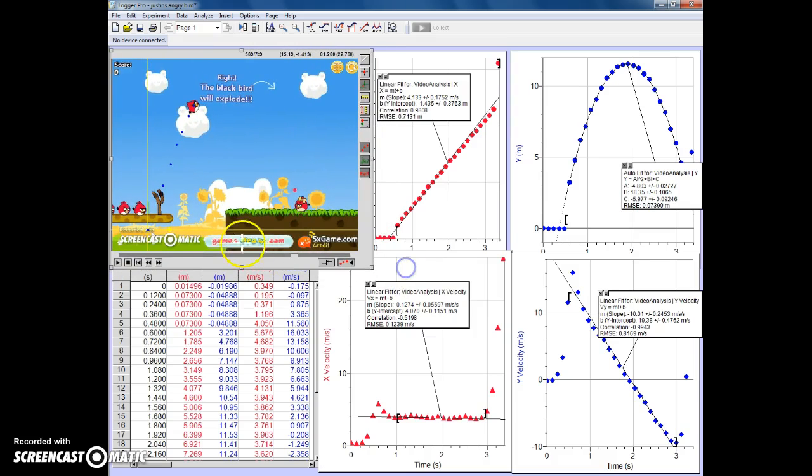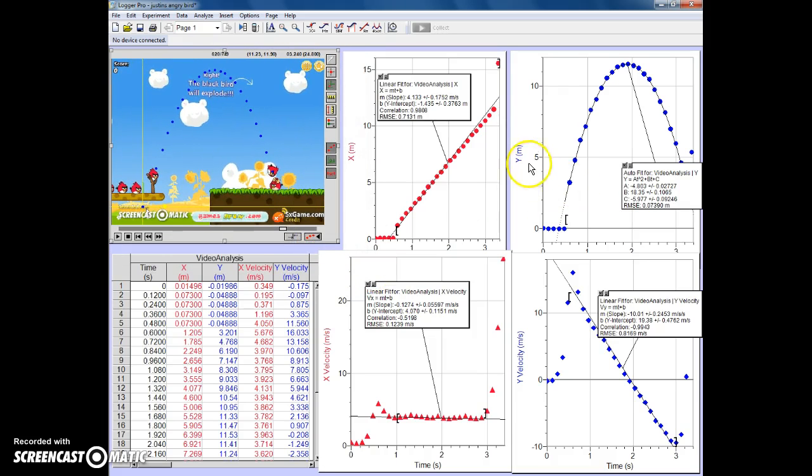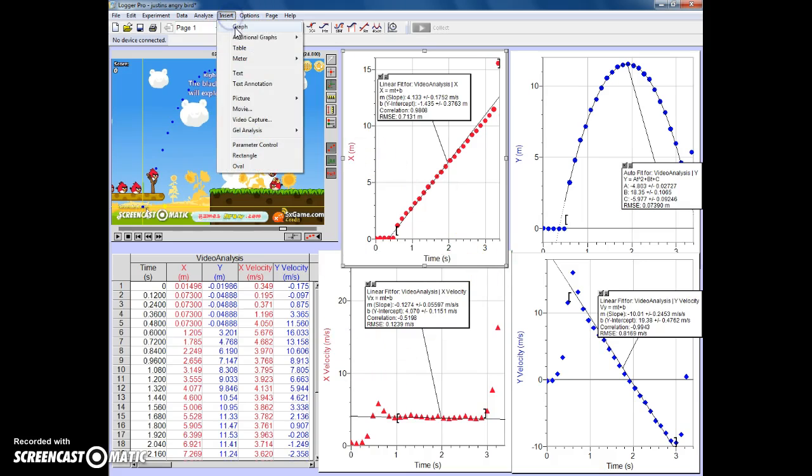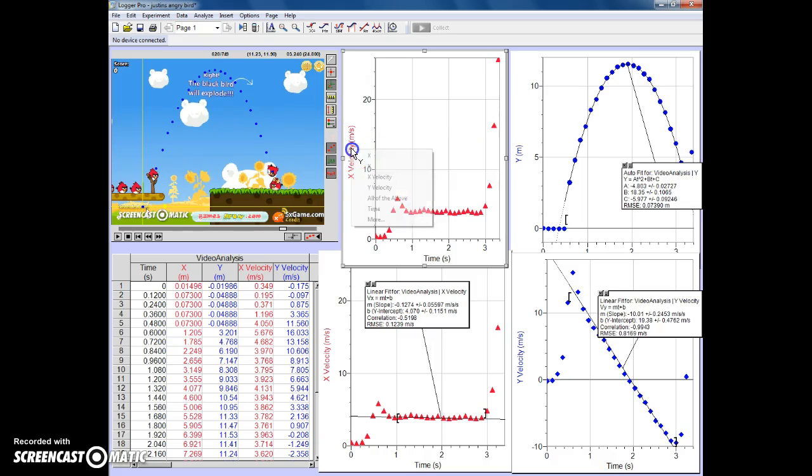Once you're done with that, you should have your parabola here, and you're going to insert 4 graphs. The first graph is your x displacement graph. All you have to do is left click on the x, and it'll give you that. Then you'll insert another graph, and to change this to a velocity graph that we need, it'll be x velocity. These 4 graphs are the ones that you need, so insert graphs until you can get these 4.